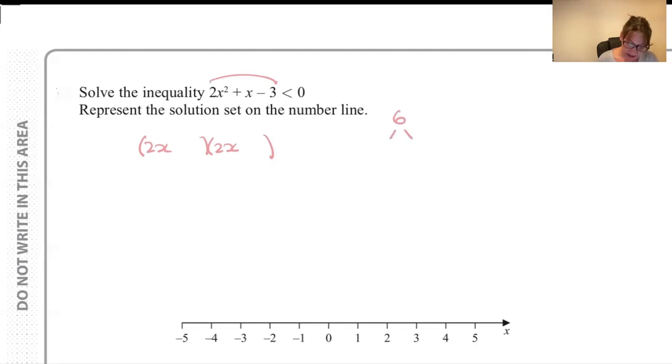Okay, so I'm looking at the factors of 6, and I want to make a positive 1. So 3 and 2. Remember, it's a positive 1, so I want 3 take away 2. If I go on to find the solutions, x is equal to negative 3 over 2, and x is equal to positive 2 over 2, which makes that x equal 1.